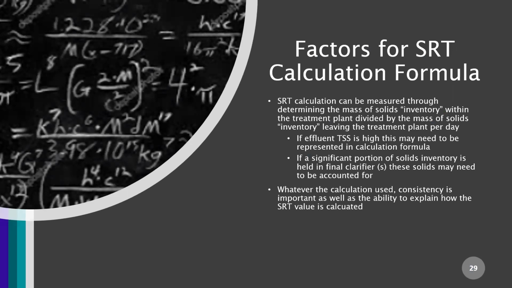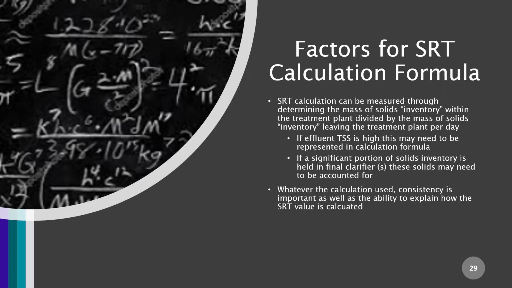For example, if the effluent solids are high, then you're wasting essentially unintentionally, but that can eventually have a big impact on your SRT. And if your effluent TSS is high enough, it might be something that you want to have in that formula. Additionally, there are solids that are in the clarifier, and depending on how high your sludge blankets are, in some instances it may make sense to account for those solids in the clarifier in addition to the solids that are in the aeration basin.